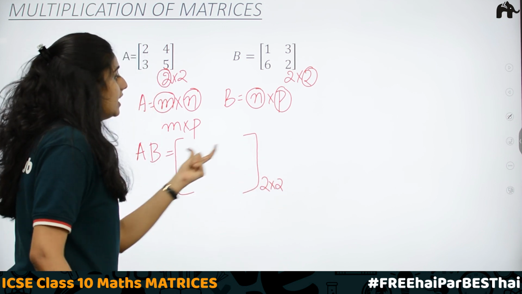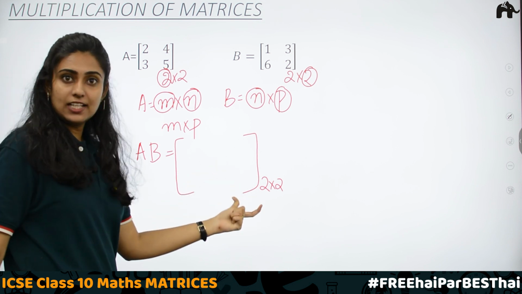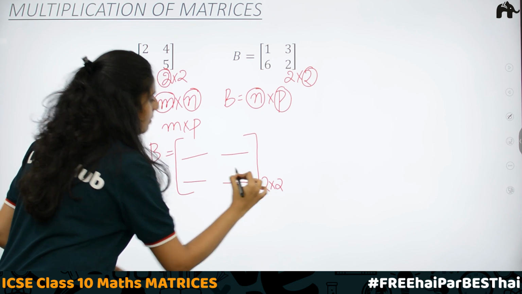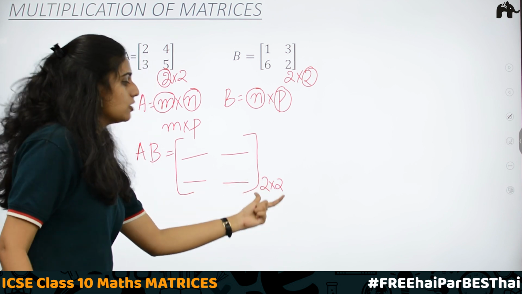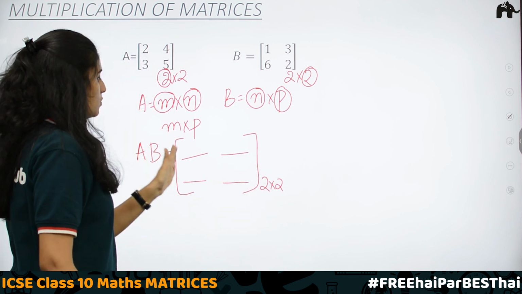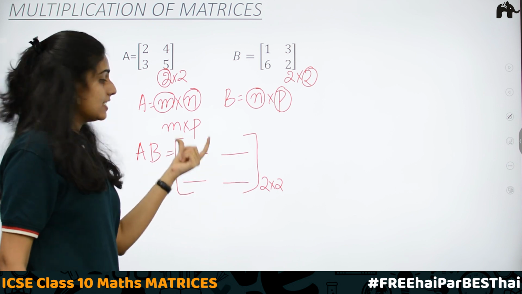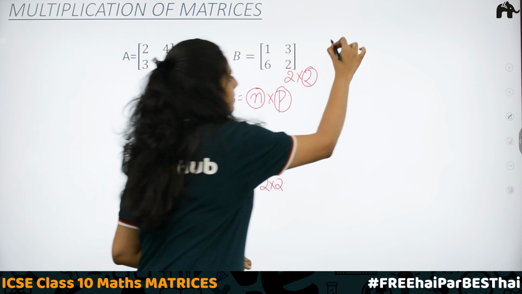Okay, we got the order. Now we have to fill the elements. Let's see how we can fill these elements. This is a 2 by 2 matrix. In a 2 by 2 matrix, there will be 2 rows and 2 columns, which means we will have 4 elements in this case. First, let's see how to find the first element.